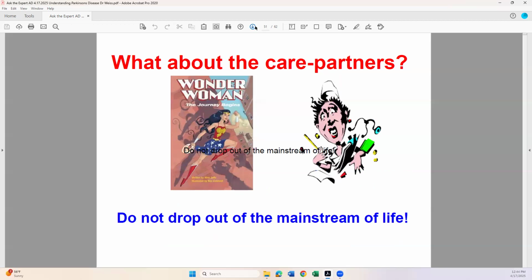But what about the poor care partner? Because people who've had Parkinson's for a number of years do need help. And it's often the spouse or other family members. And they're often the neglected piece of this puzzle. I always tell my care partners, whatever you do, don't drop out of the mainstream of life yourself. But what else can we do to help the poor care partners?